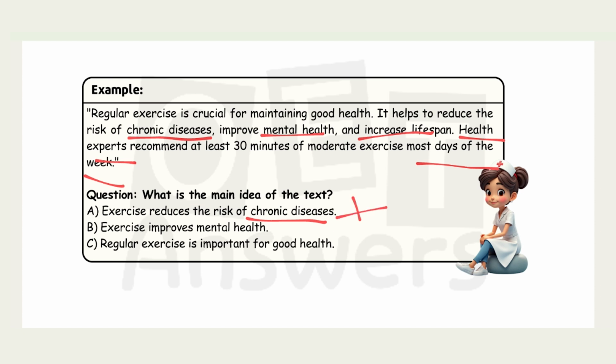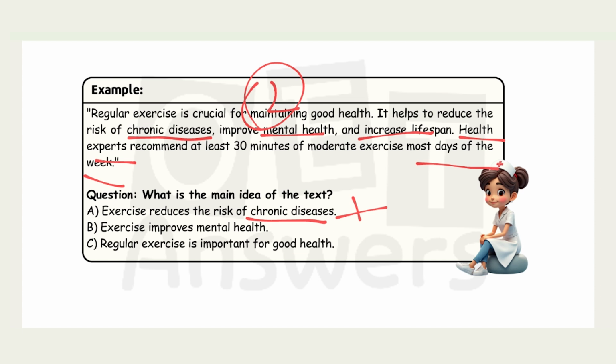Coming to option B, exercise improves mental health. So your second point, mental health, right? After chronic disease they have stated improve mental health. So if you are taking option A, you can take option B also, because both options convey the same information, but we are obliged to take only one option, and that should be accurate.